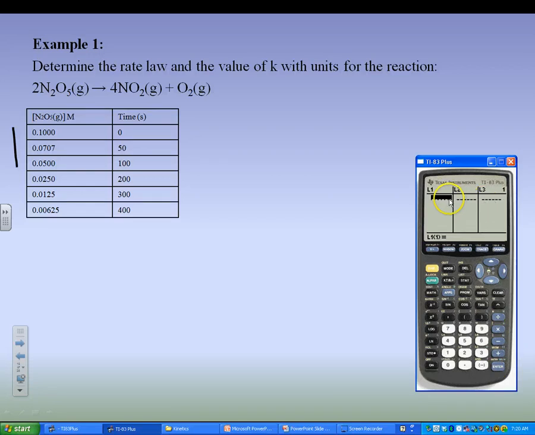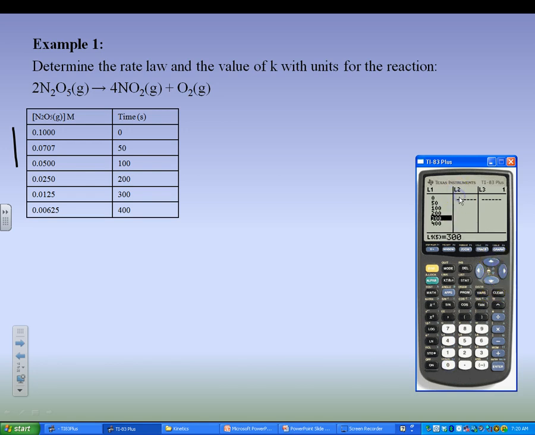So I'm going to enter in L1 the times. So I'm going to look at my times. I got 0. Go to the next one, 50. Not 51, 50. 100. 200. 300. So I'm just entering my time into the first list.